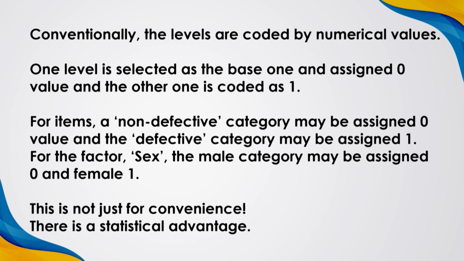Conventionally, the levels are coded by numerical values. One level is selected as the base one and assigned a value 0, and the other one is coded as 1. For items, a non-defective category may be assigned 0 value and the defective category may be assigned 1. For the factor sex, the male category may be assigned 0 and the female 1. This is not just for convenience, there is a statistical advantage.